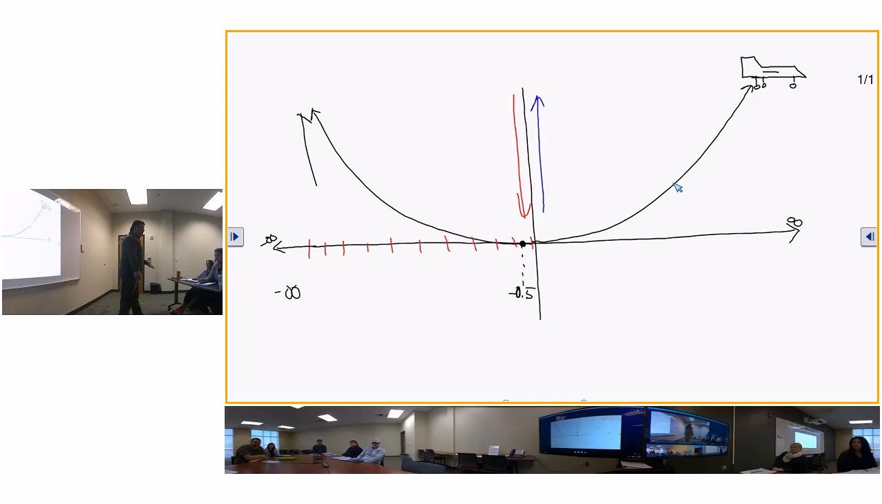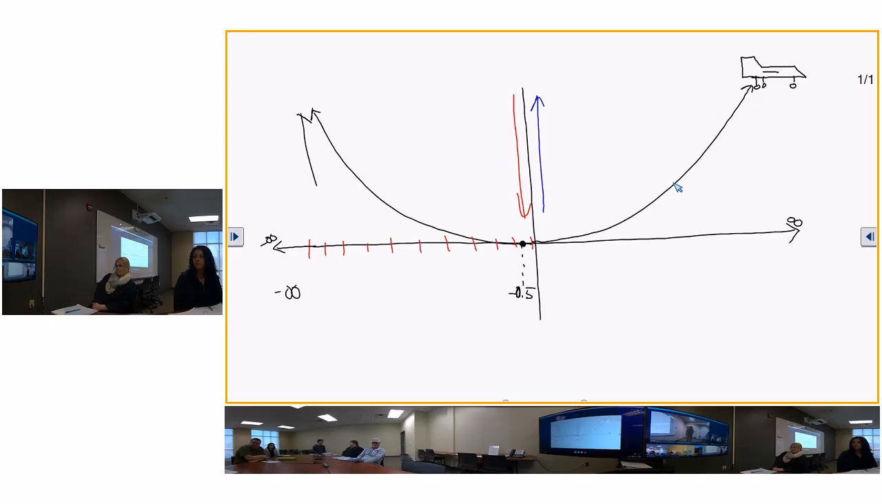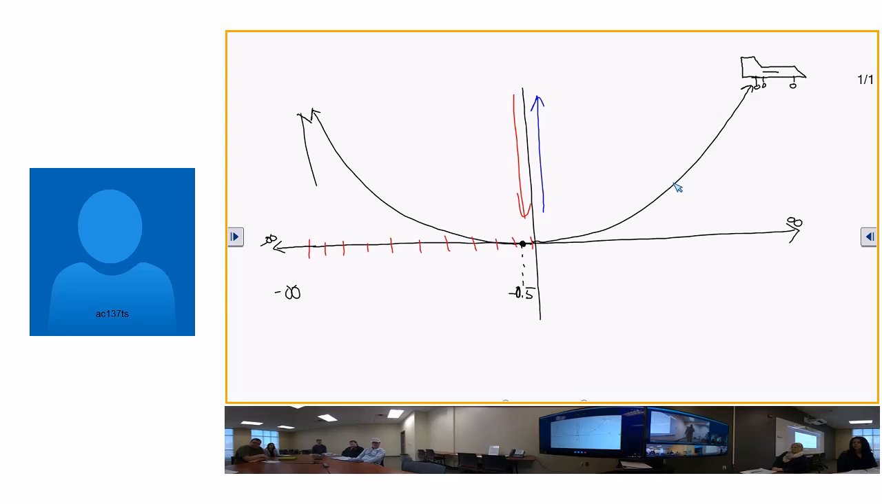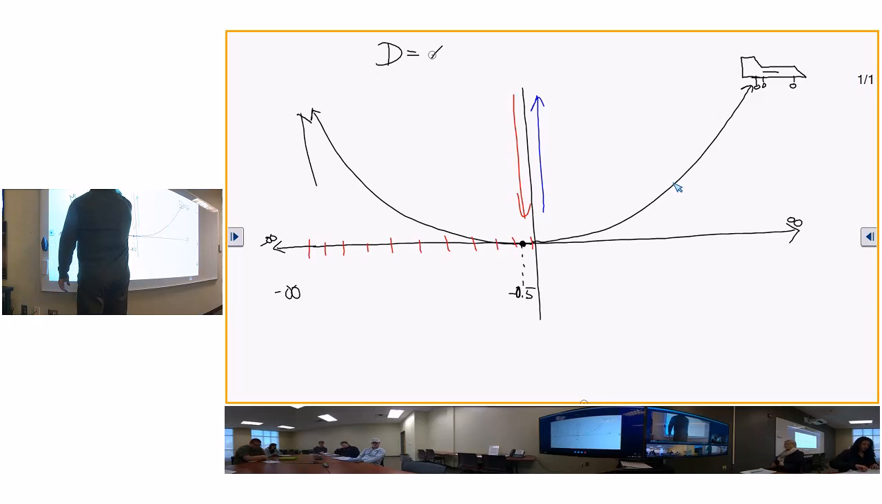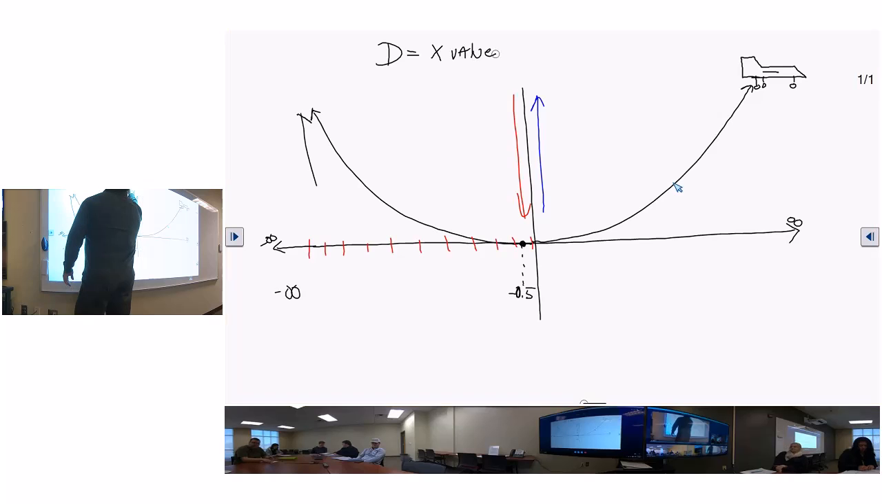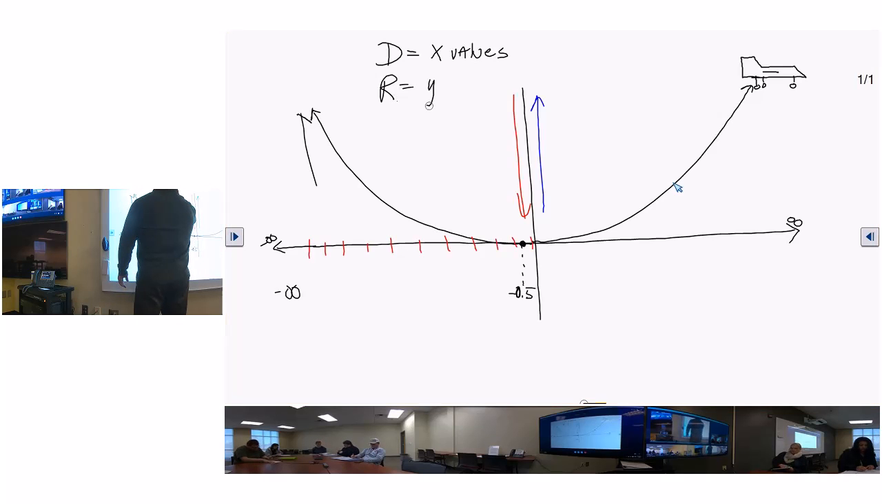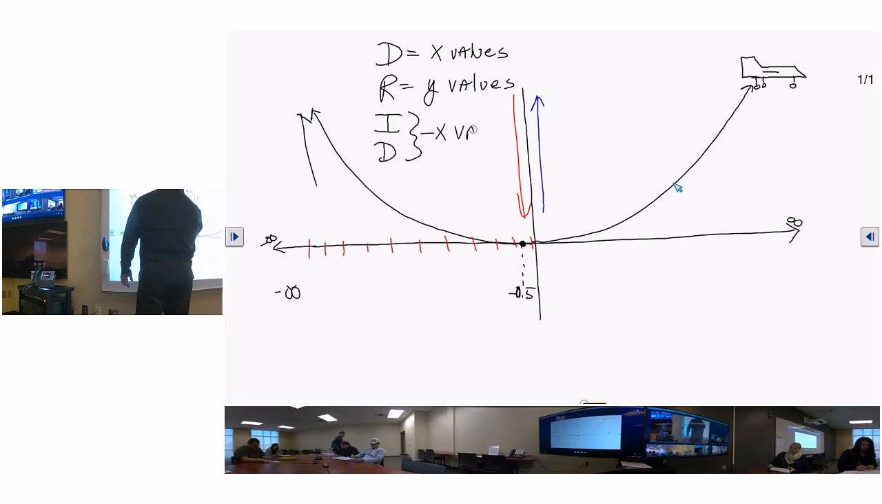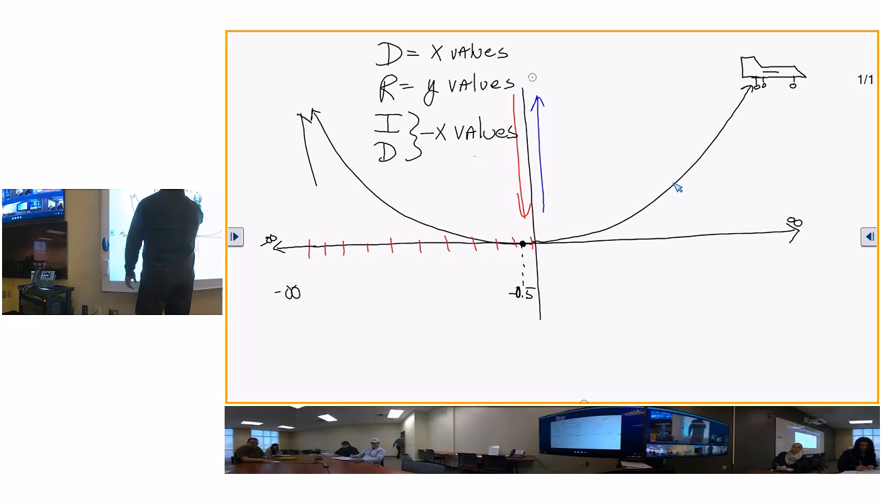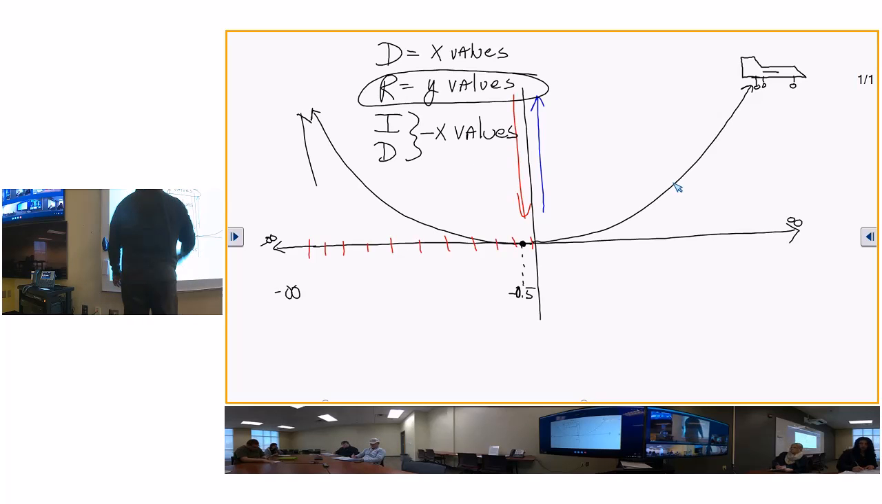Think of it as a plane. And the only one that is in reference to the y-axis is the range. So everything else is x-axis. Write that down. Range, domain. I need x values. Range, I need y values. Increasing and decreasing, I need x values. So basically, the only one that you're going to use y values is the range.